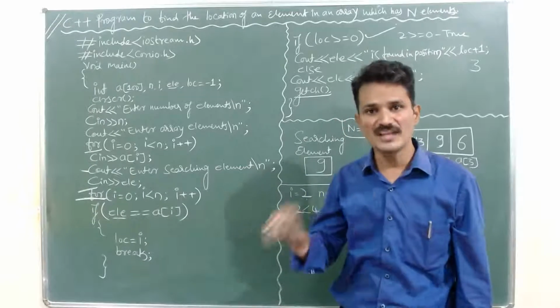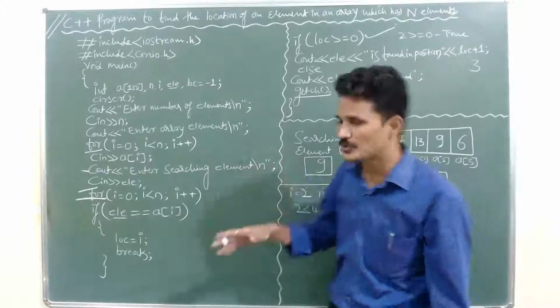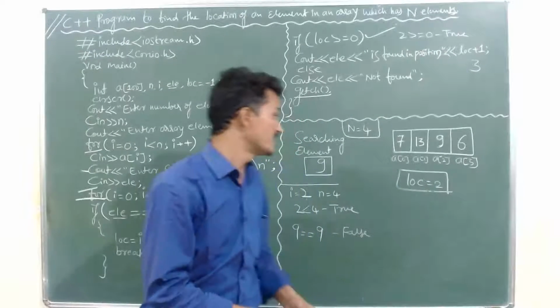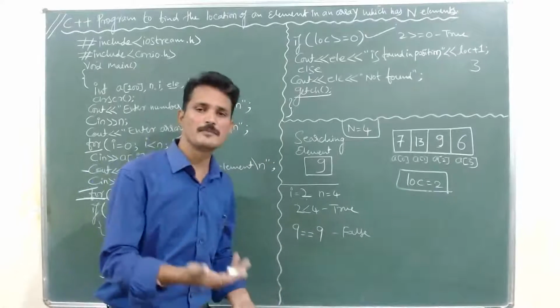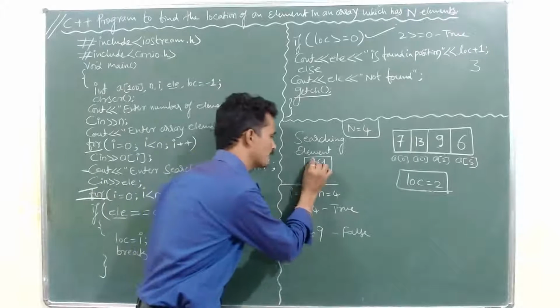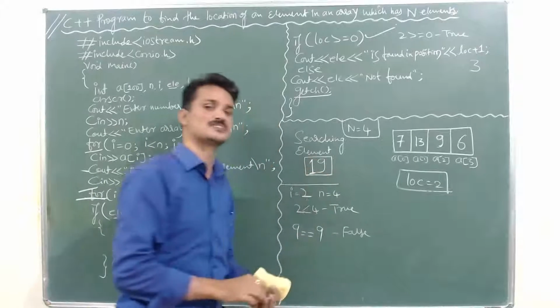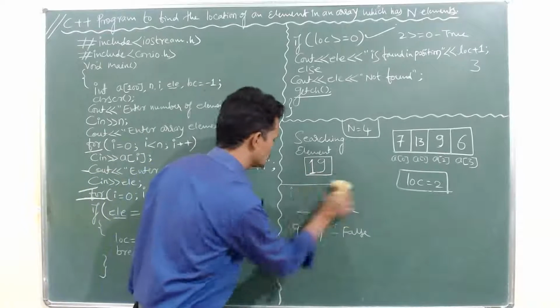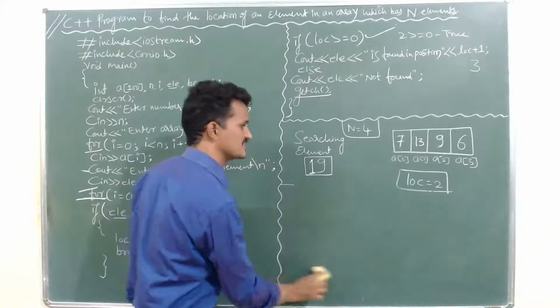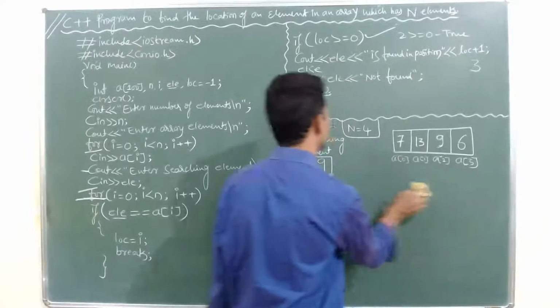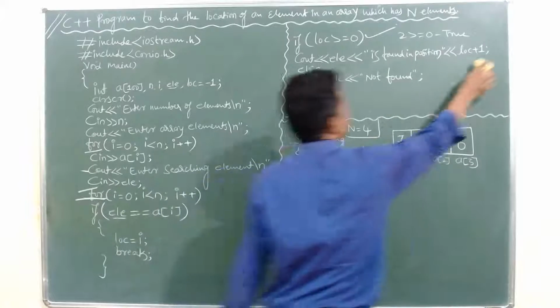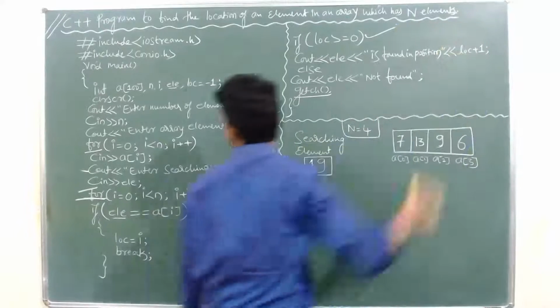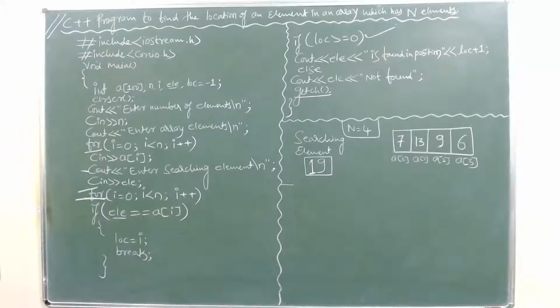This is one case. The same program I'm going to explain in another fashion, and this time the searching element is different. Say for example, the searching element is 19 this time. We'll see how it is going to execute and what appropriate message it is going to display at the end of the program.